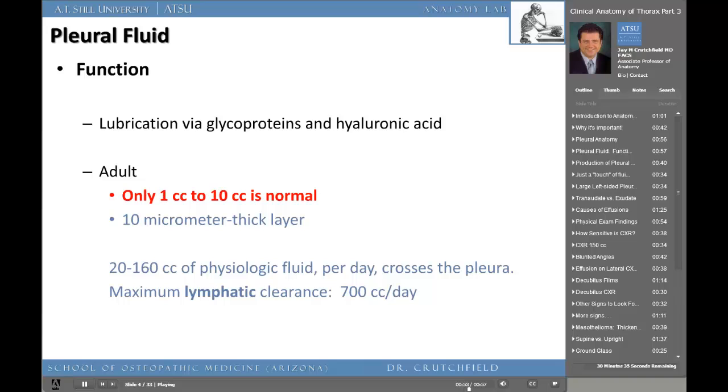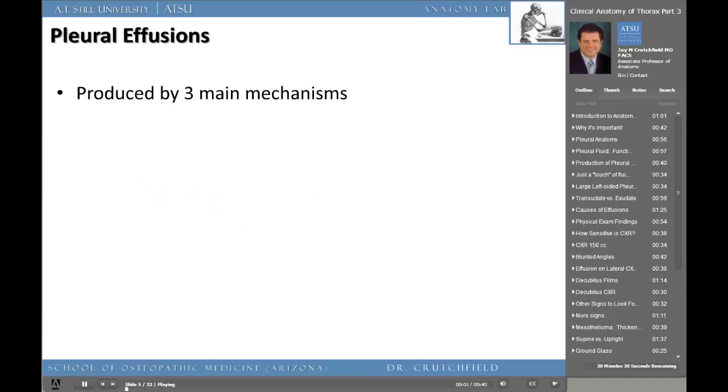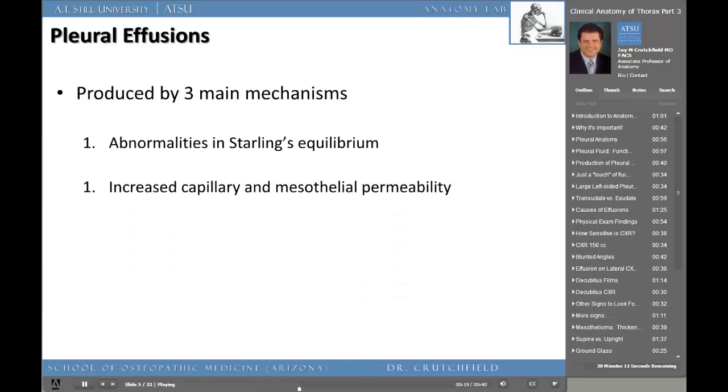There are usually 3 mechanisms that cause a pleural effusion, and that is excess fluid in the pleural space. Abnormalities in Starling's equilibrium, that's one mechanism that can cause pleural effusion. Increased capillary and mesothelial permeability, that's another, and interference with lymphatic drainage, such as when cancer plugs up the lymphatics, such as lymphoma, or perhaps even an inflammatory process like pancreatitis or pleuritis. Usually it's 3 of these all acting together which cause pleural effusions.